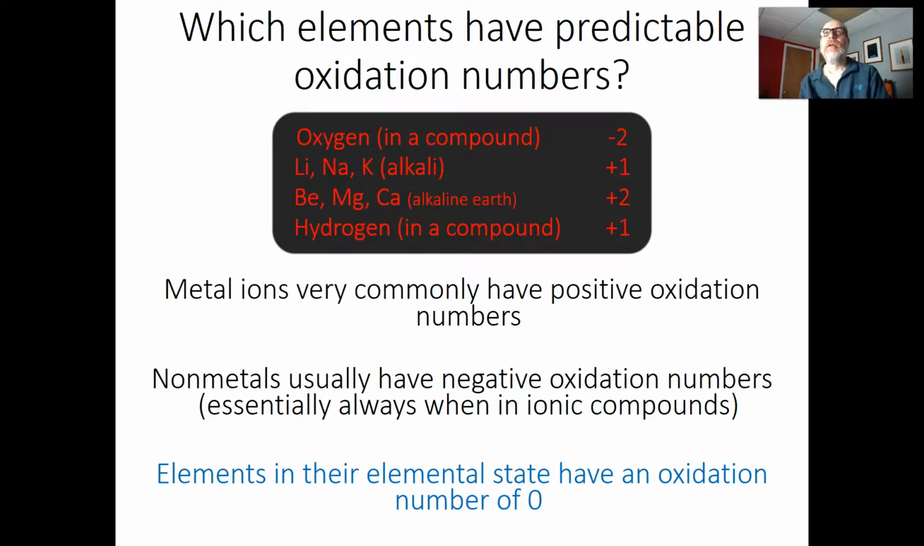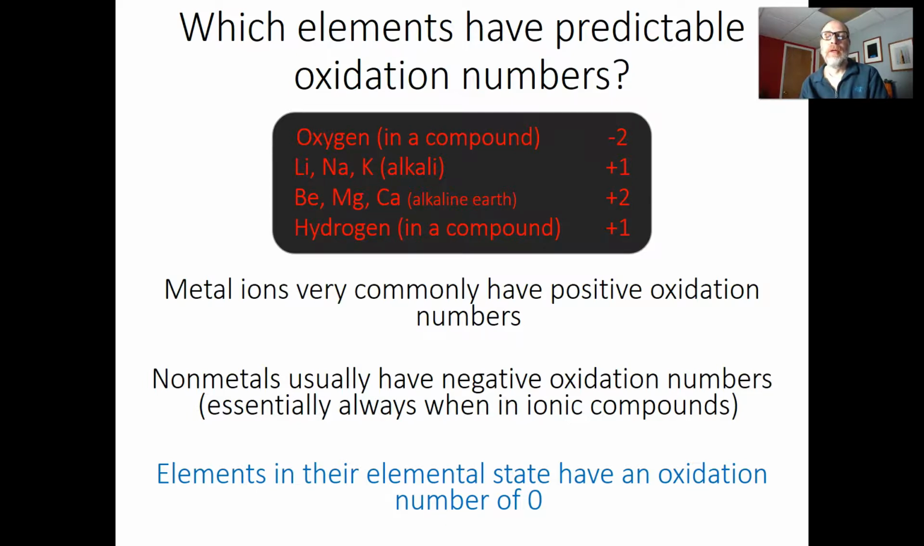Now, there are some caveats to that, and as I said, there are almost always exceptions to these kinds of things. Nonmetals, when they're in ionic compounds, are always going to be negative. Nonmetals, when they're in covalent compounds, all bets are off. So we're going to see cases where nitrogen could be a -3, and cases where nitrogen could be a +5. That's just how it works. It depends on what element they're in a compound with.